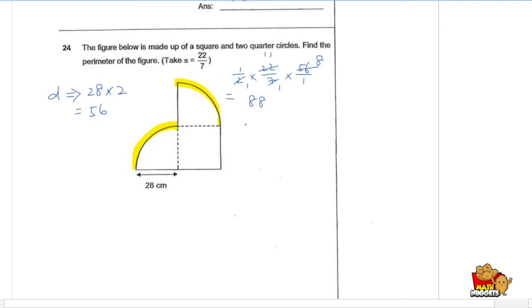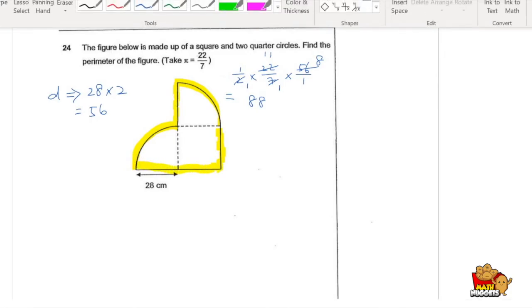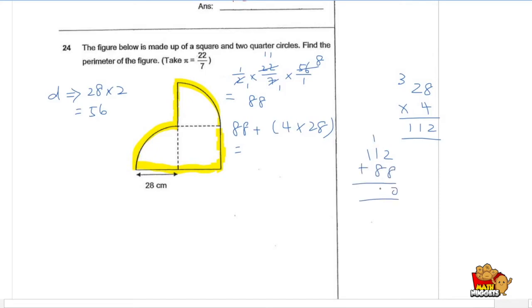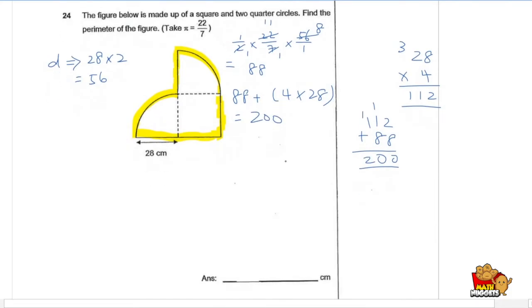Next, we just need to add all the straight lines together. How many straight lines do we need to add? 1, 2, 3, 4. So we have 4 28s to add. So 88 plus 4 28s. 28 times 4, 112. So 112 plus 88. That is 200. So the parameter of the figure is 200 cm.